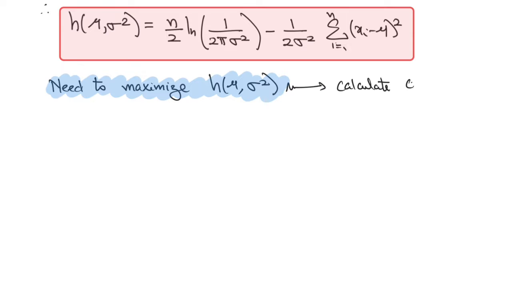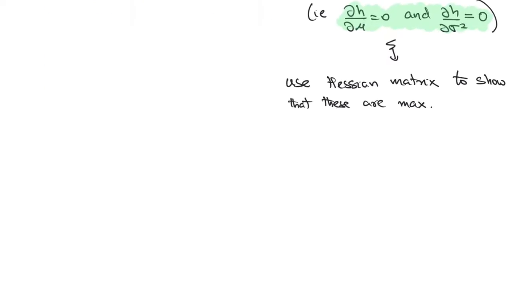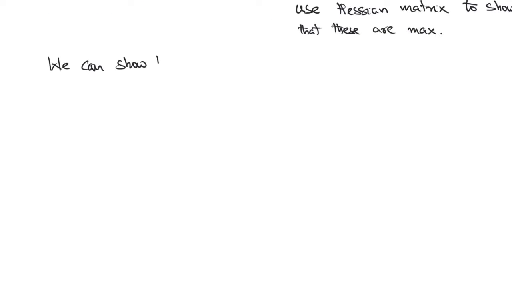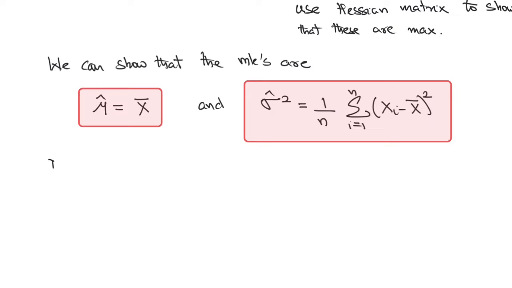To do this, we will have to calculate the critical values of h of mu comma sigma squared. That is, we'll have to calculate the derivative with respect to mu, the derivative with respect to sigma squared, and equate them both to 0 and work out these equations. We will then use the Hessian matrix to show that these critical values are in fact points of local maxima. We can do all of these calculations and show that the MLEs for the normal distribution are given by mu hat equals x bar and sigma squared hat equals 1 over n times summation xi minus x bar, the whole squared.